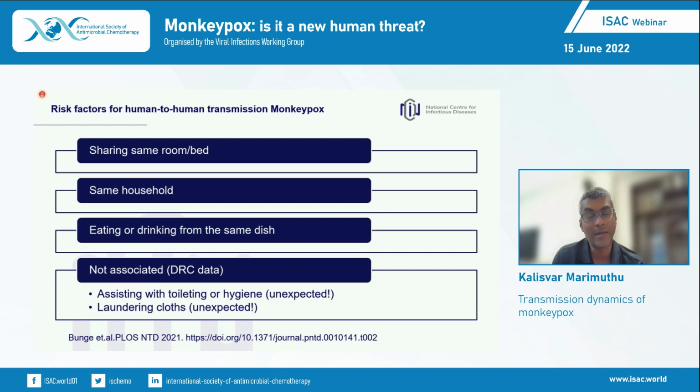Sharing the same room and bed, the same household, and eating or drinking from the same dish have been considered risk factors for human-to-human transmission. Interestingly, this meta-analysis did not find an association with assisting with toileting or hygiene or laundering clothes. That's a bit unexpected, but that's what they found.